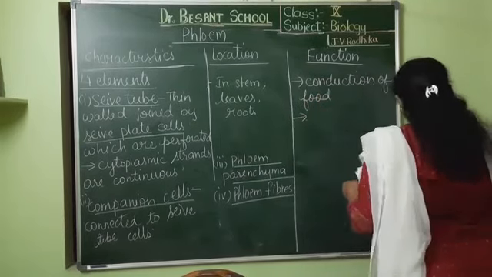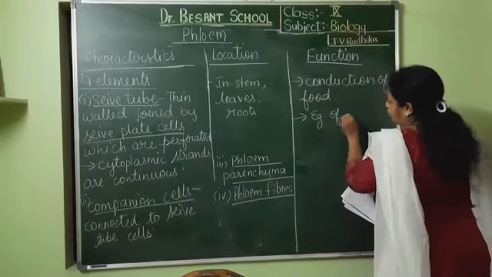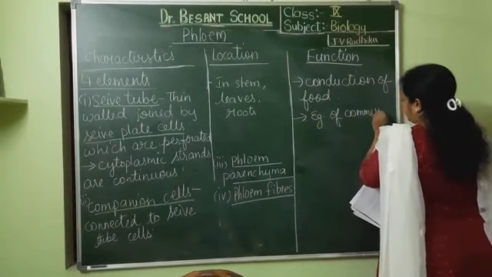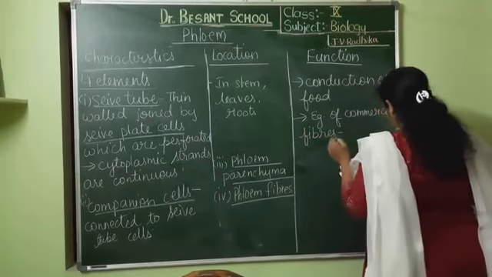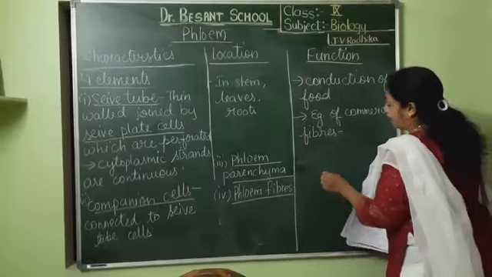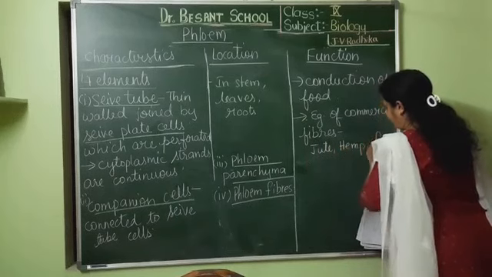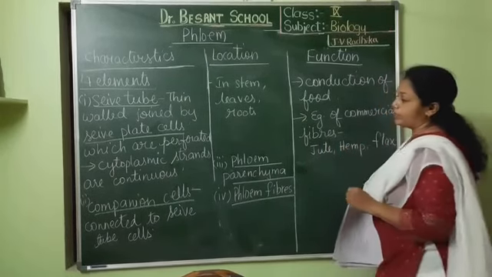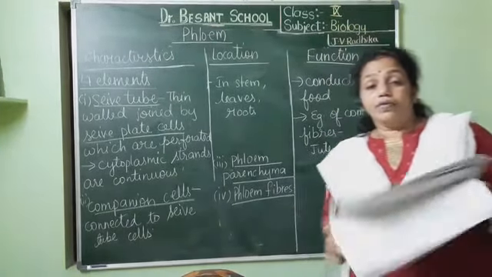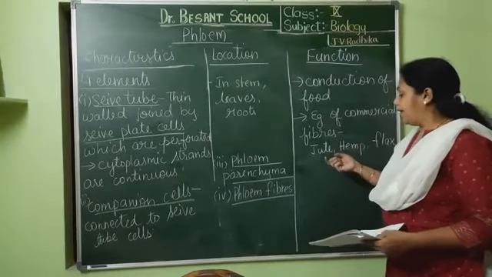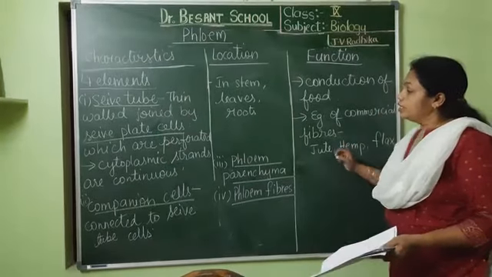Next, some of the commercial fibers. What are those commercial fibers that we come across? Jute, hemp, and flax. Flax seeds also we all consume, isn't it? They are very good for the body. Similarly, hemp and jute are used for making fibers and ropes.